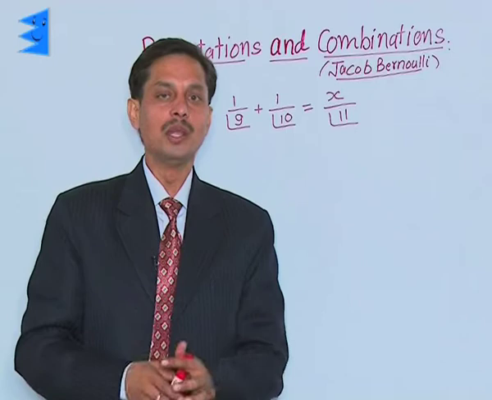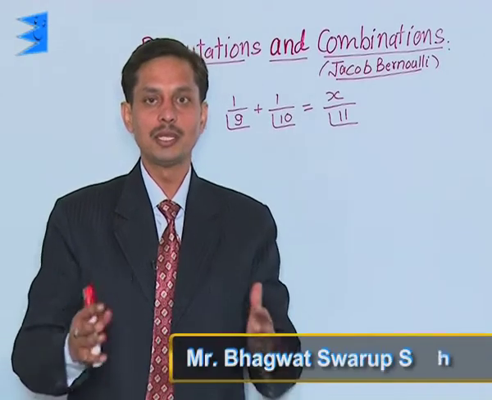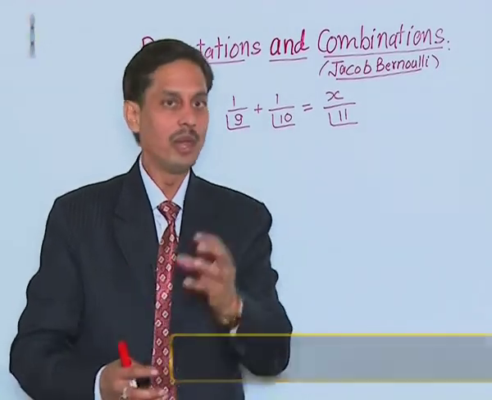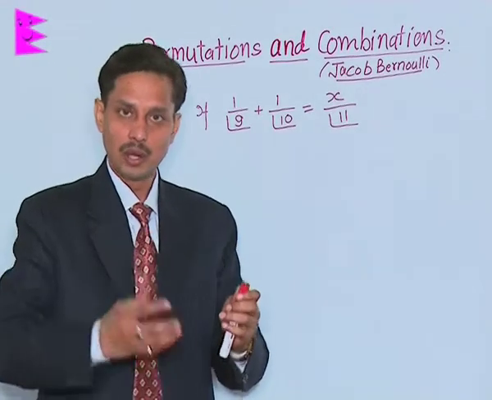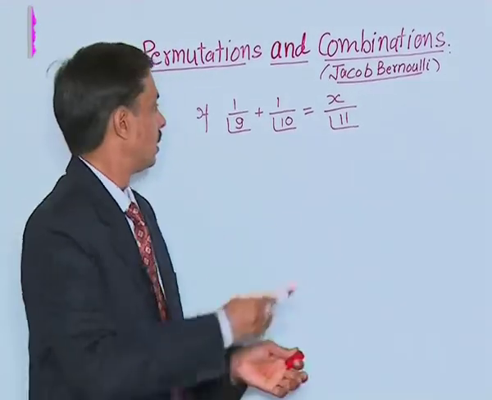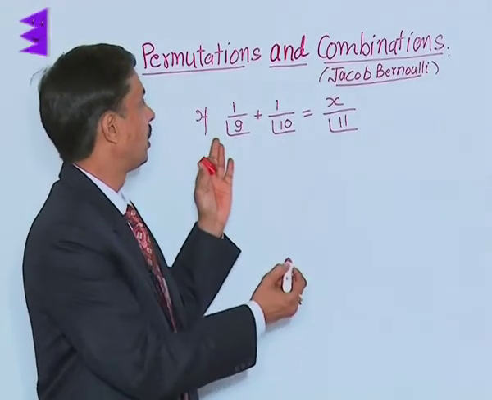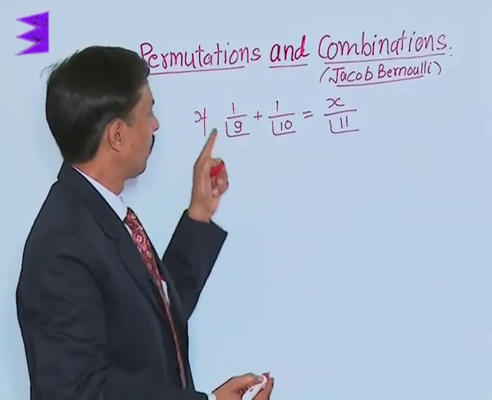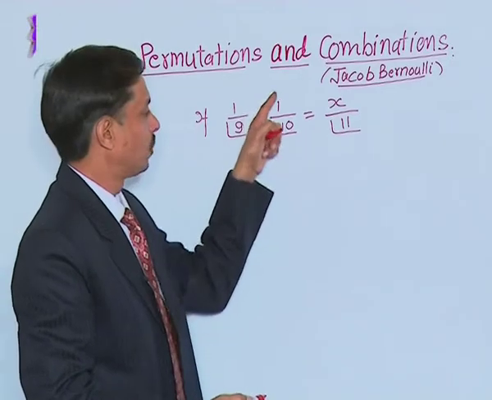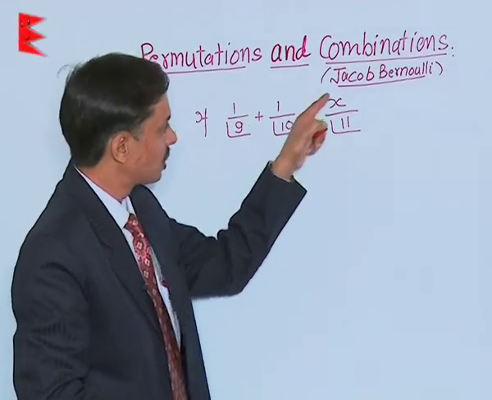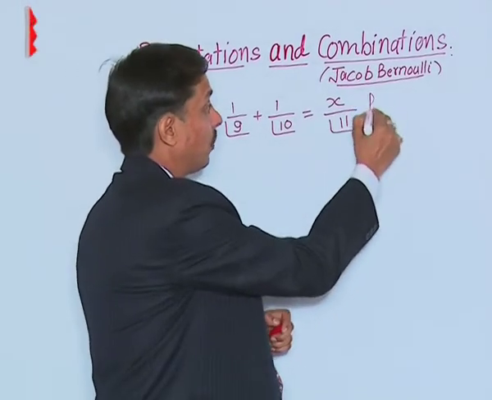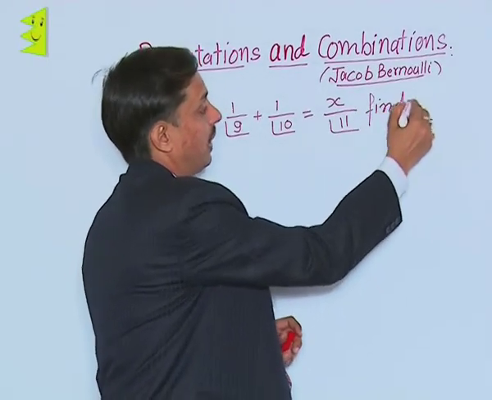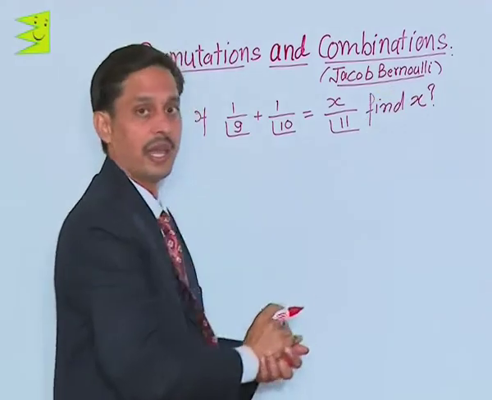Now I want to tell you how to operate, how to apply, when we are solving problems related to factorial. In order to start this, there is a method. I am giving you a problem: if 1 upon factorial 9 plus 1 upon factorial 10 is equal to x upon factorial 11, then find the value of x.